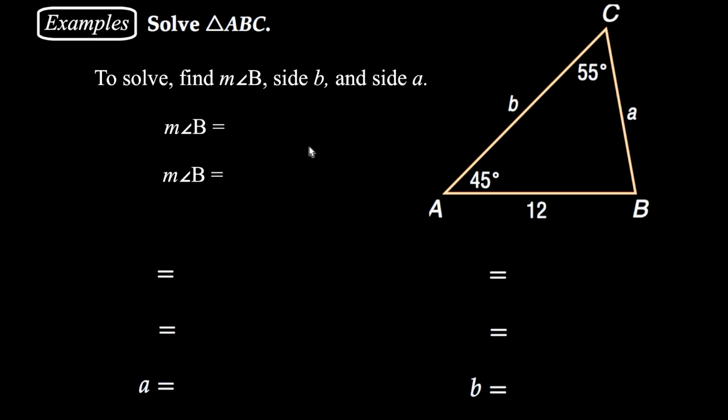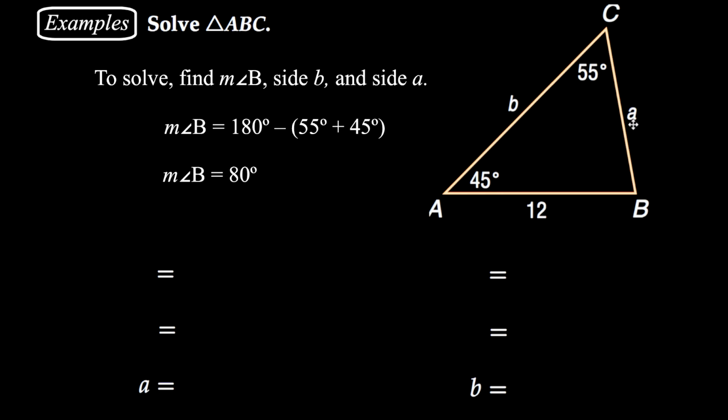Let's go ahead and learn how to solve a triangle. Here's an example where two angles are given and a side opposite one of the angles. Well, we can easily calculate angle B, right? We know that those three angles have to add to 180. So if we take 180 minus the sum of 45 and 55, that will give us what angle B is. Well, 45 and 55, that's 100 degrees. And if we take 180 minus 100, that gives us 80 degrees for angle B.